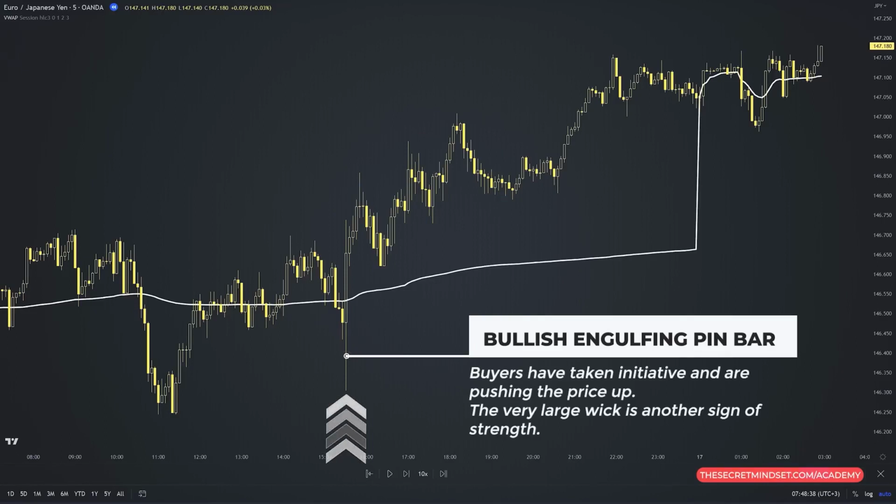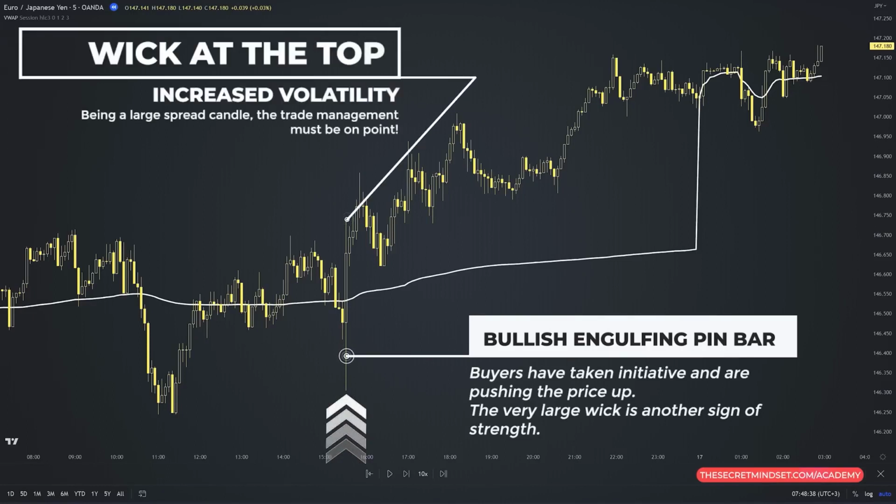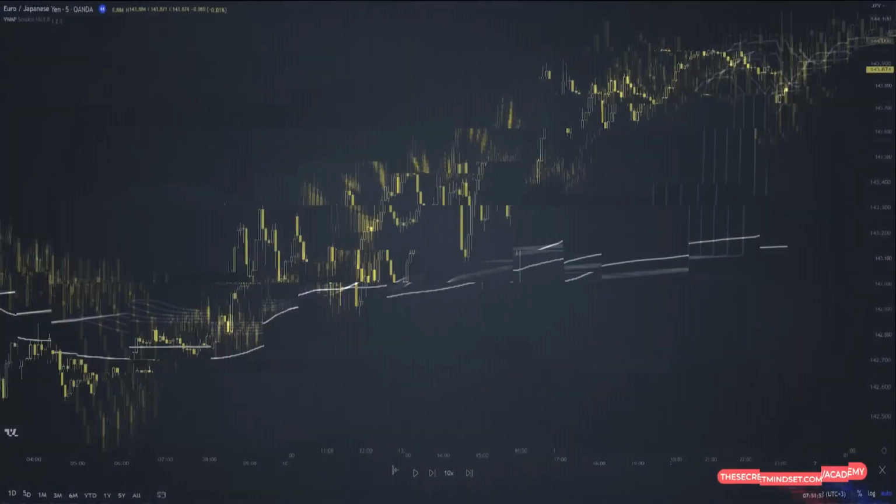The very large wick is another sign of strength from buyers. We also have a decent wick on top of the candle, which shows increased volatility. It's a large spread candle, so the trade management must be on point. Being a large candle, I would place the stop loss below the VWAP and not below the candle.